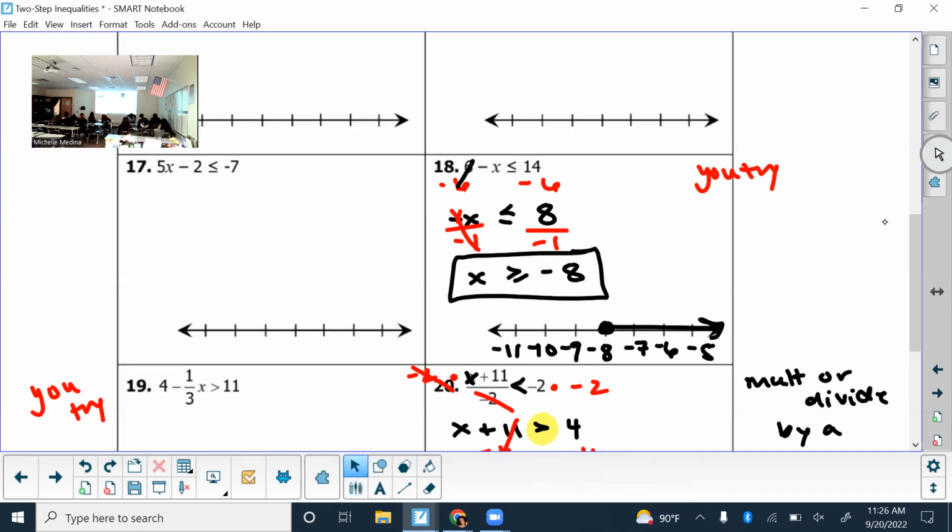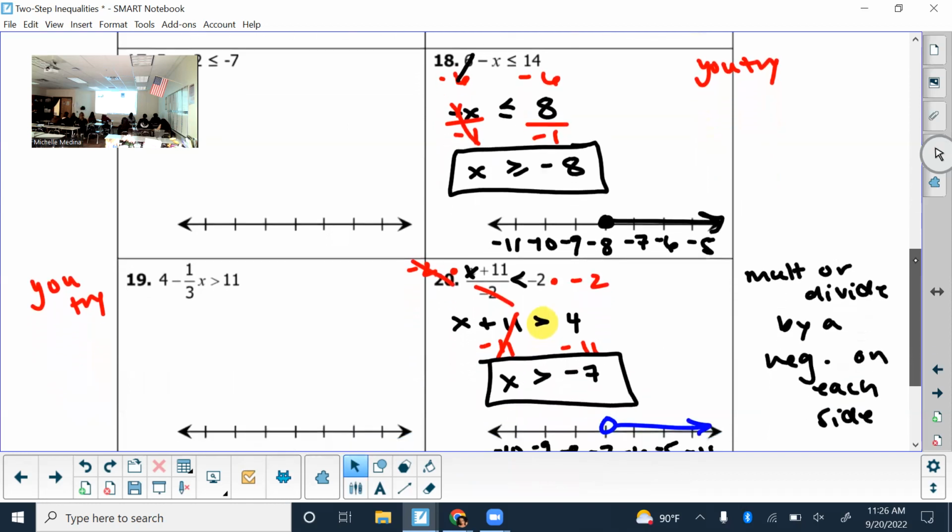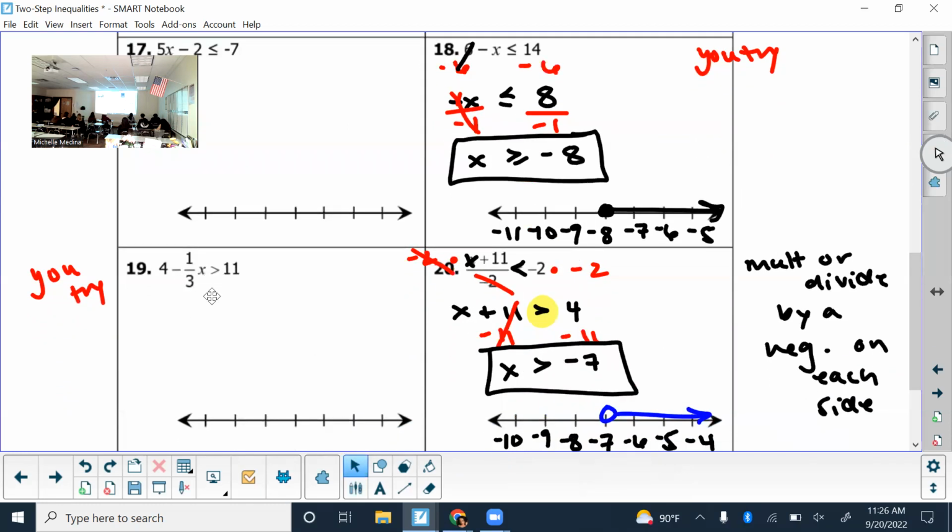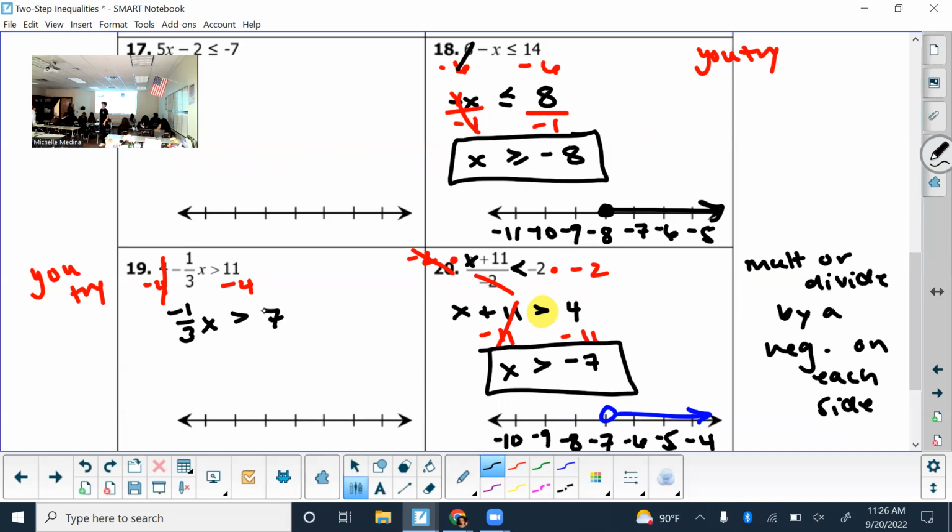All right, so then 19, testing you on those fractions again. Still working to get the x by itself. So how would I cancel out that 4 that is next to it? I would subtract it. Think about what you need to do to make it 0. And then do the same to the other side. So on the left, I have negative 1/3 x greater than what's 11 minus 4? 7. Now, how can I cancel out the negative 1/3?